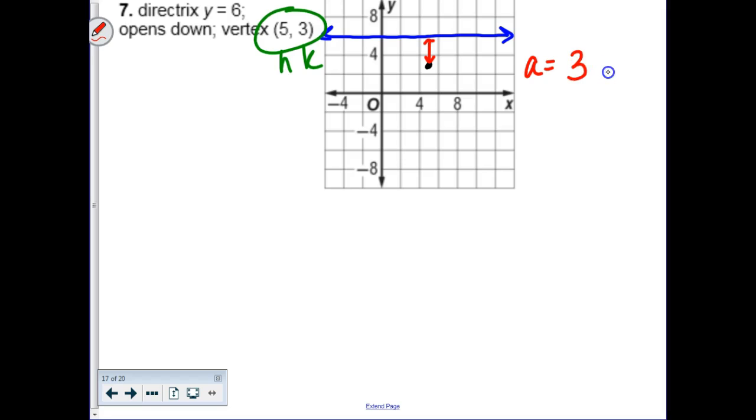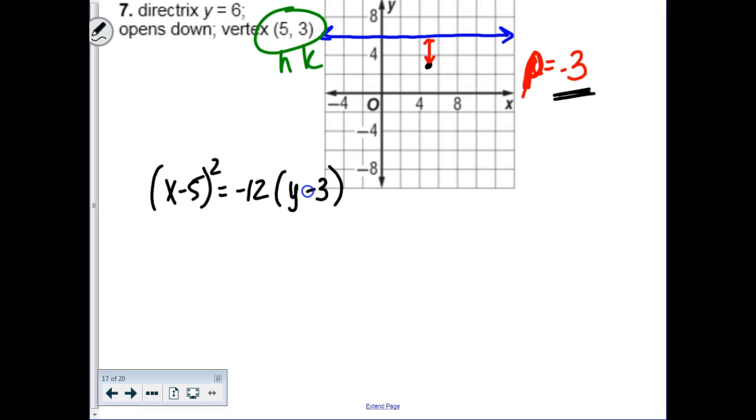But because it's going to open downwards, what do you know? It's negative. So what I just did was use a graphic approach to finding p, rather than using the formula. And see what I did? I screwed it up, and that's why I don't do it that way. Throwing it into the formula, you would have x minus 5 squared equals 4 times this, which would be negative 12, and then y minus 3.